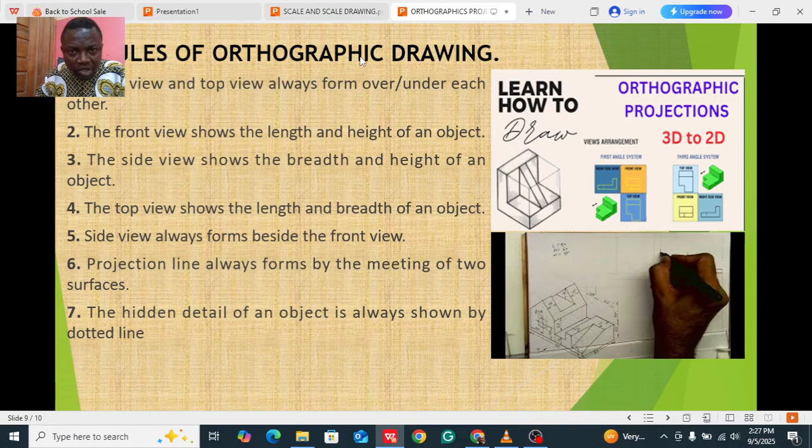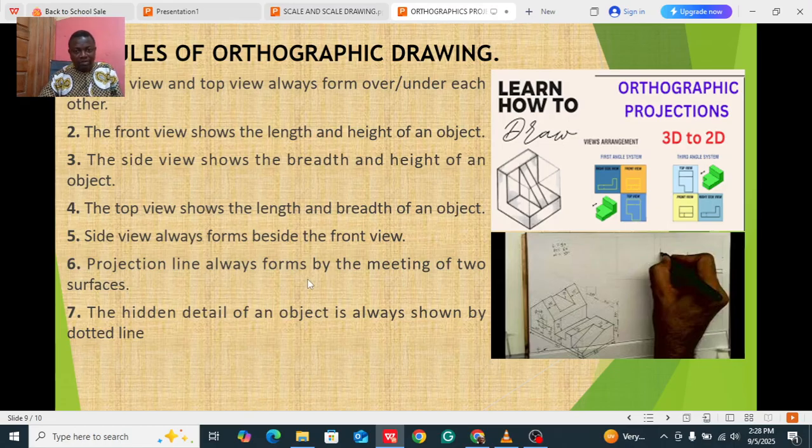Now, what are the rules for drawing orthographic projections? Rule number one: front and top views must always come over each other, depending on the angle you are drawing, since there's always an interchange between first angle and third angle of the top view and front view. The front view shows the length and height of an object, while the side view shows the breadth and the height of an object. The top view shows the length and breadth of an object. Then the side view always comes beside the front view. That has been explained using diagrams.